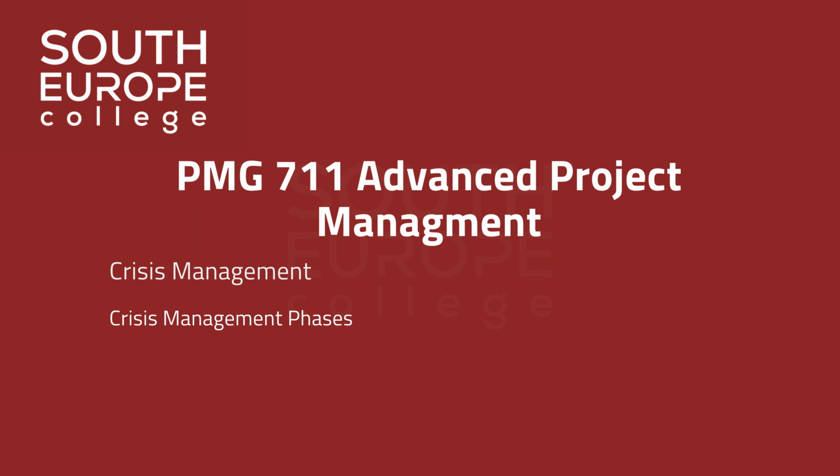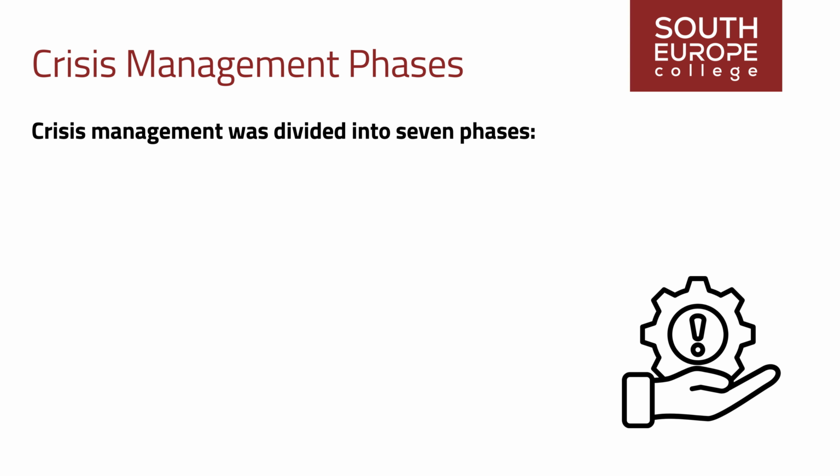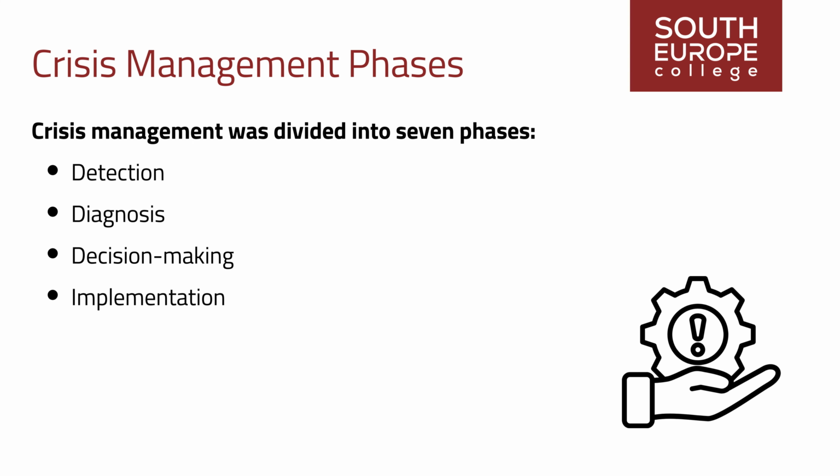This segment will cover crisis management phases. Crisis management was divided into 7 distinct phases that must be managed effectively for the crisis management process to be successful. Detection, diagnosis, decision-making, implementation, feedback, recovery, and learning.